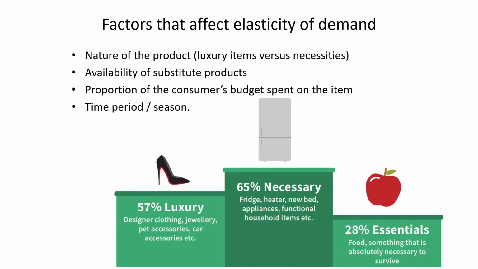The first one they mention is the nature of the product, meaning your luxury items versus your necessities. Essentials here they give as food, and necessities is something like a fridge to keep your food from spoiling. These are things you do need to buy, no matter the price. Yes, fine, you'll buy a cheaper fridge rather than an expensive one, but these are items you need because without them we can't survive. So no matter the price, we'll buy it. These two examples would be price inelastic. We do need food to survive.